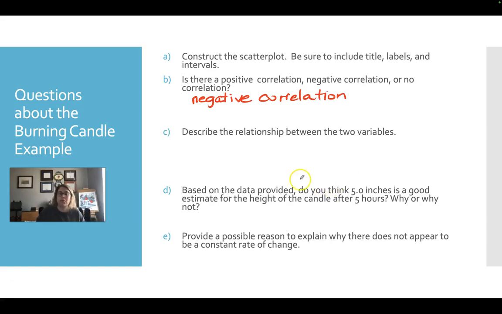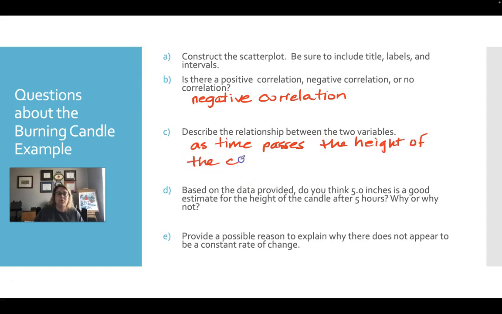Describe the relationship between the variables. So as time passes, the height of the candle gets shorter. Based on the data provided, do you think 5 inches is a good estimate for the height of the candle after 5 hours? I would say yes.